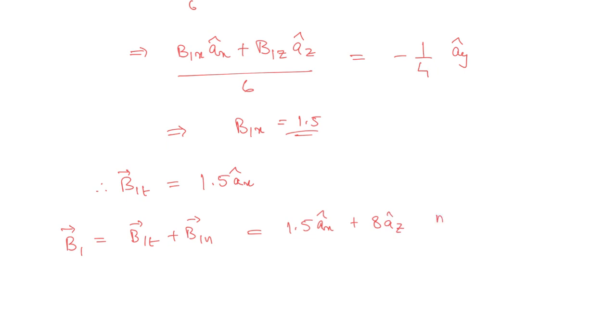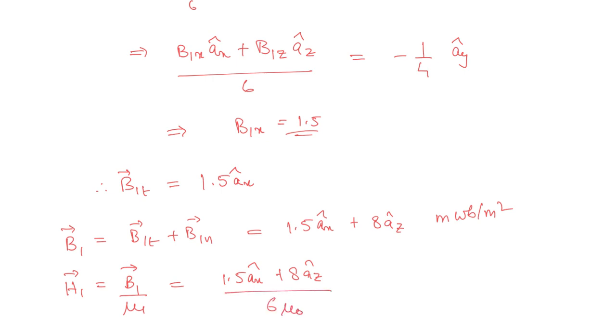What is the unit here? Milliweber per meter square. And what about H1 bar? This is going to be B1 bar by mu 1. So here you can write (1.5 ax cap plus 8 az cap) divided by 6 mu naught. So here you can write (0.25 ax cap plus 1.33 az cap) divided by mu naught.